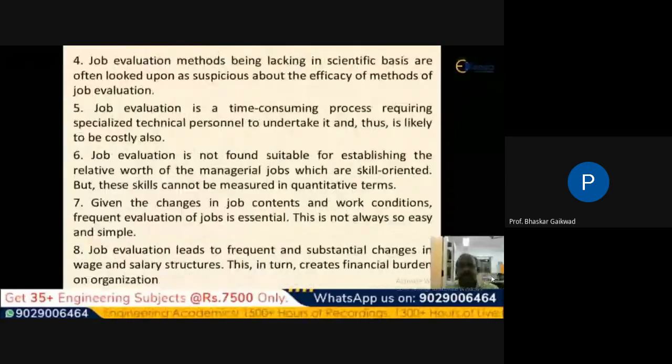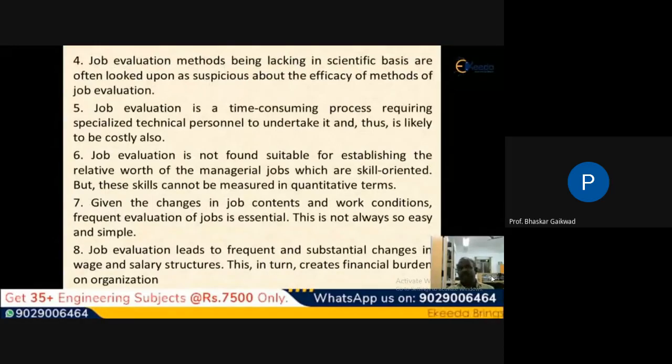Then this has been done not on a scientific basis, so this efficiency can again be suspicious enough. It's a time-consuming process. Then for management-oriented things we cannot decide to a maximum extent. Then the change in jobs and working conditions will affect the job evaluation.